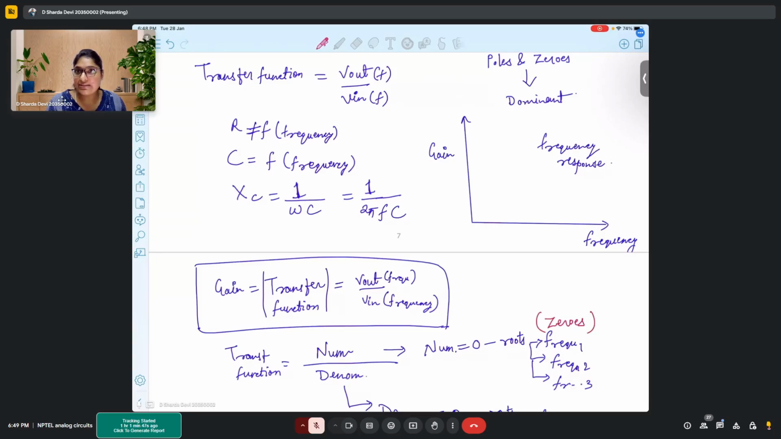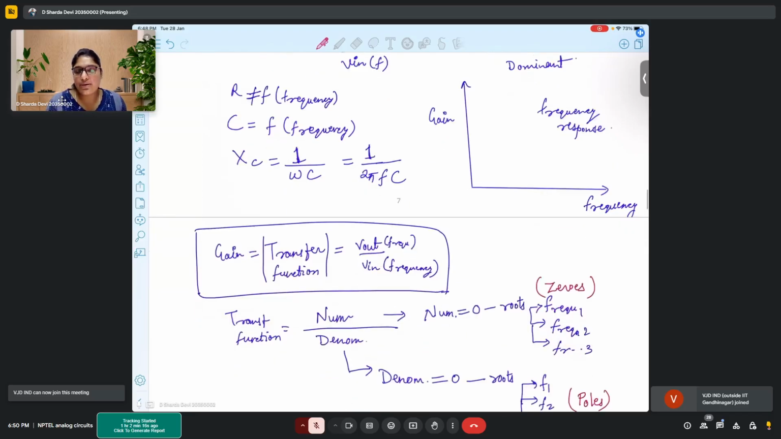Is this clear? Yes, ma'am. Ma'am, you told poles are the frequencies which make gain infinity, right, ma'am? Yeah, gain infinity, or you can say the transfer function goes to infinity. Those are the points we call poles.